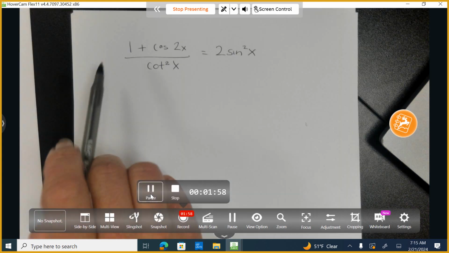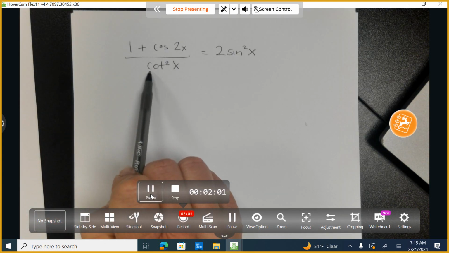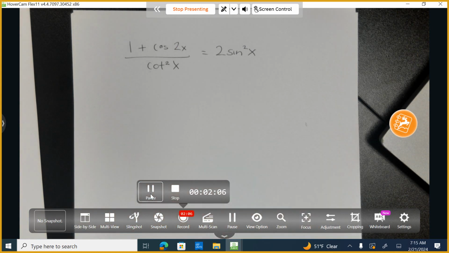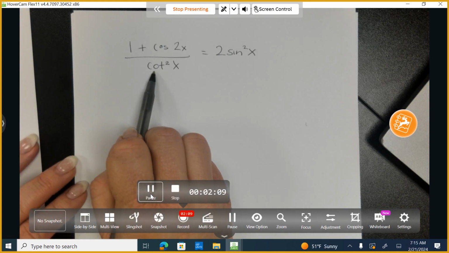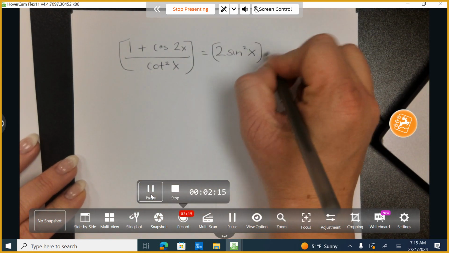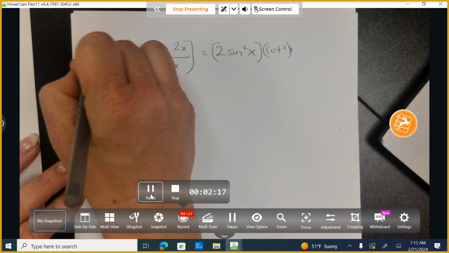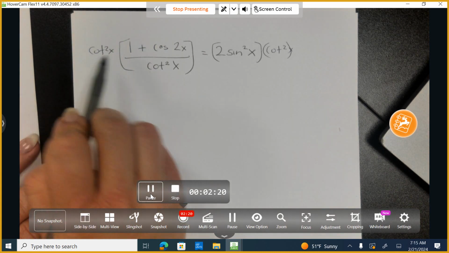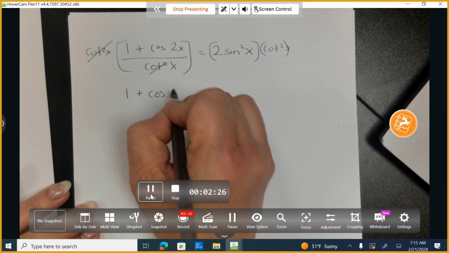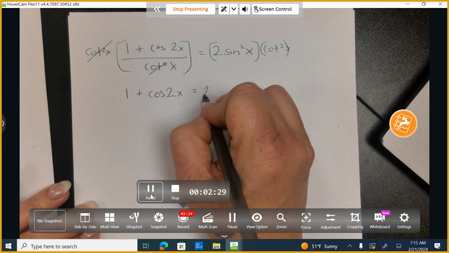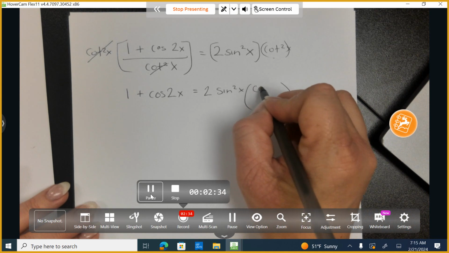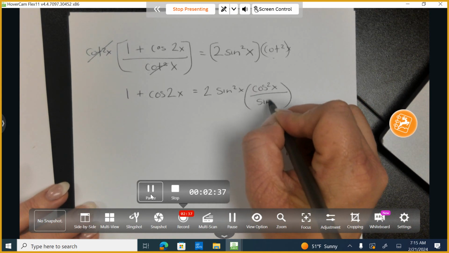This time I look at problem number 6, so this is 1 plus the cosine of 2x divided by cotangent squared x equals 2 sine squared x. What I'm going to attempt to do is have no fractions. So cotangent is on the bottom. This is like 1 divided by cotangent. So I'm going to multiply the left and the right side by cotangent squared x. The cotangent on top and the cotangent on the bottom simplify to 1. And I have 1 plus the cosine of 2x equals 2 sine squared x. And now I know that cotangent squared can be rewritten as cosine squared x divided by sine squared x.